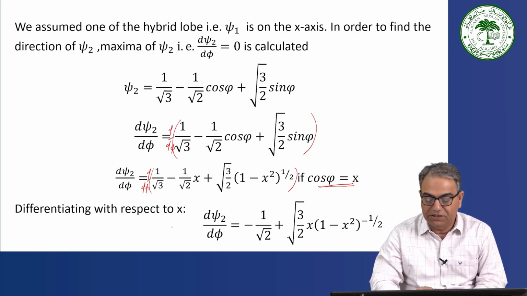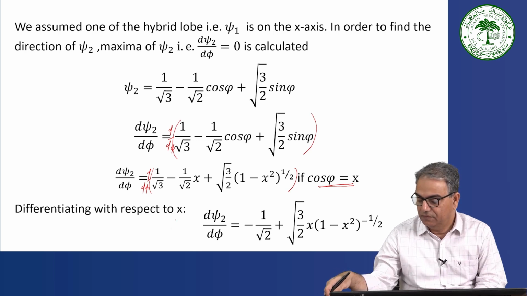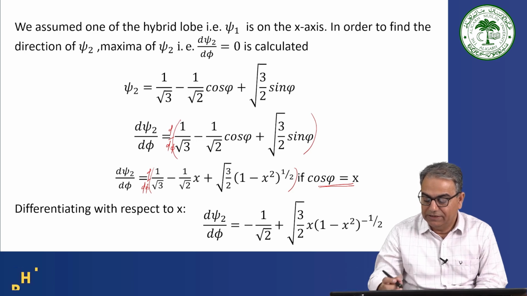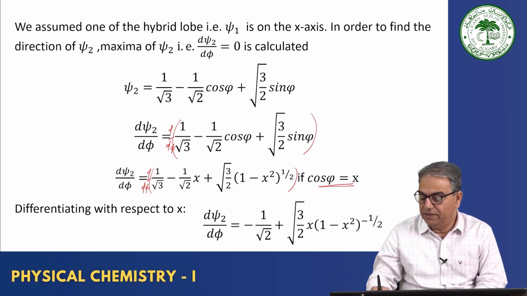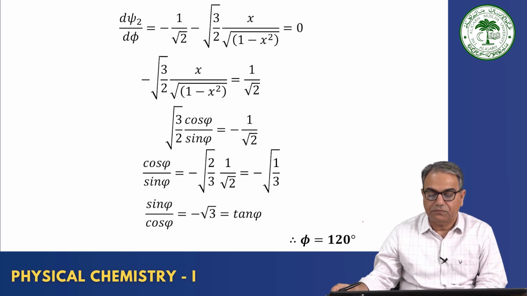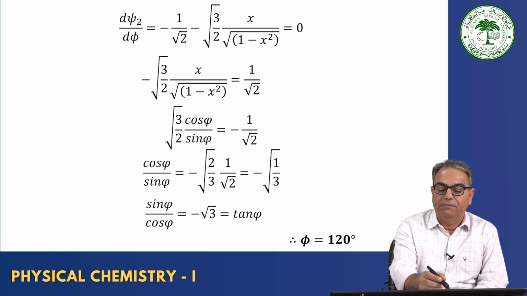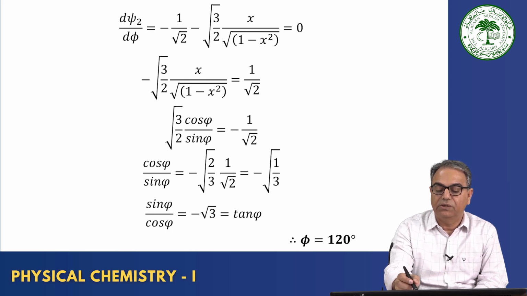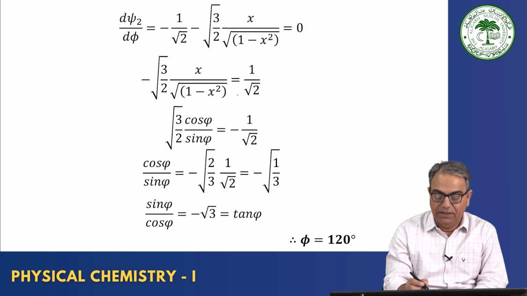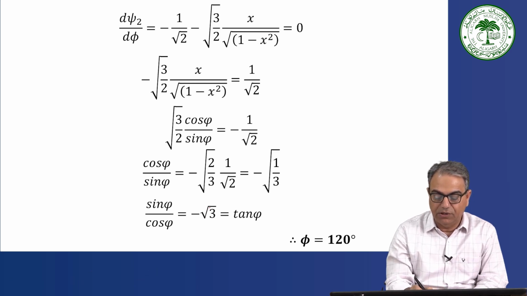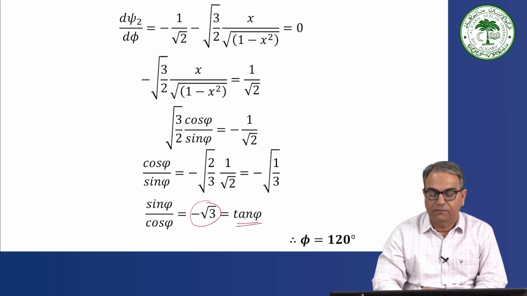Now if you differentiate with respect to x, what will you write? If you differentiate with respect to x, the first term will go, and the second term will be this one, x into 1 minus x square to the power 1 by 2. Okay. And this will be the differentiation, minus 1 by root 2 minus root 3 by 2 x into root under 1 minus x square, and finally what you get is sin phi divided by cos phi is equal to minus root 3 tan phi. Okay. And if you find out the phi value, it comes out to be 120-degree angle.